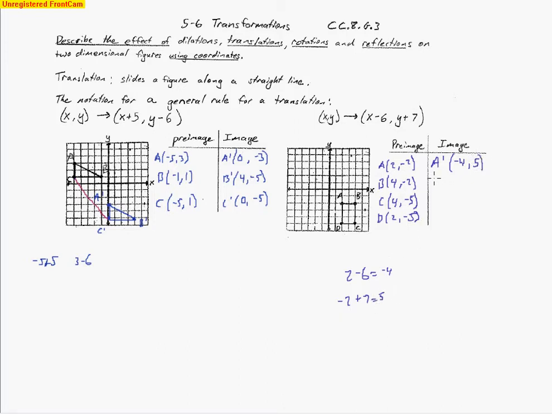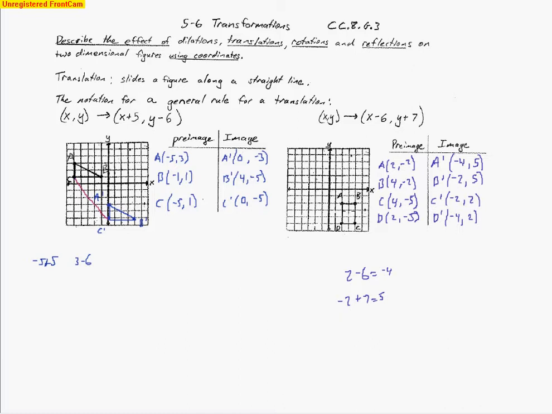And so I do that with each of them. For B prime, I'm going to subtract 6 from 4, makes negative 2, and then 7 plus negative 2 makes a positive 5. And then for C prime, take 6 from 4 makes negative 2, and then negative 5 plus 7 gives me positive 2. D prime, I've got 2 minus 6 makes negative 4. Negative 5 plus 7 gives me positive 2. So once I've got my points, I'm just going to plot those.